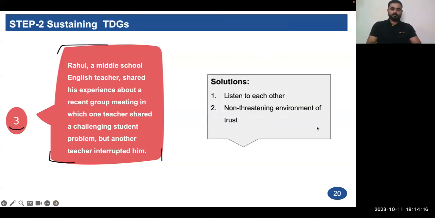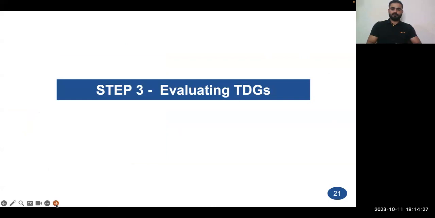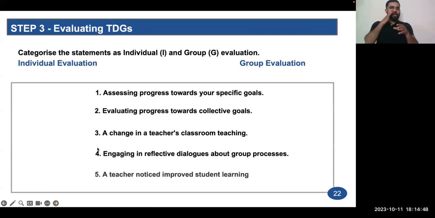To summarize all your answers, listen to each other, create a non-threatening environment. Thank you, all of you. So these are some of the ways we can try to sustain our group. Now, finally, after sustaining the group, it is time to evaluate. After a particular time, maybe 3 months or 6 months, we have to reflect on our learning, whether we are on the right track or not, whether we have achieved our personal goals as well as group goals. And for this, evaluation of the group is very necessary.